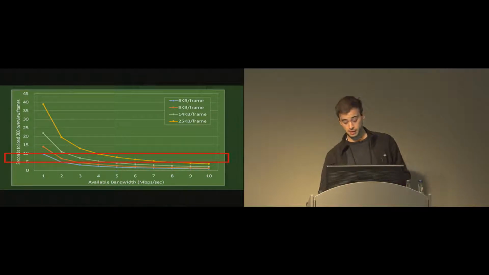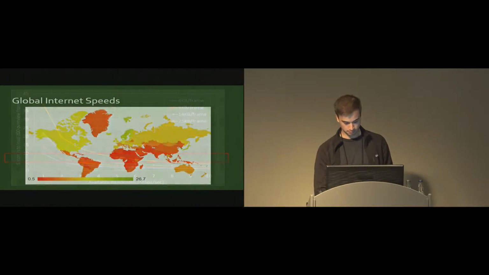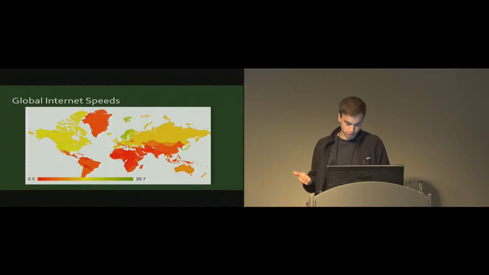Now, if you're like me, you might be looking at this and thinking 1 to 10 megabits per second. That seems a little slow. How realistic is that? Well, let's take a look. So these are global average internet speeds by country in megabits per second. And you can see here right away that vast regions of the world have an average bandwidth of less than 5 megabits per second.